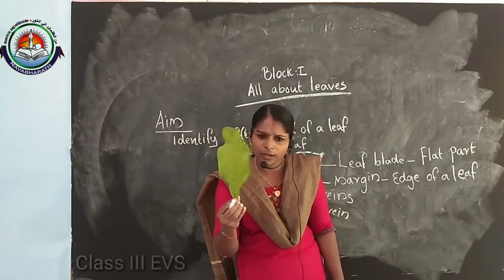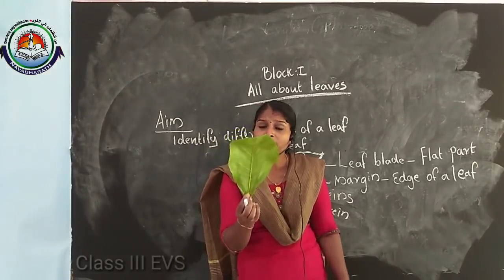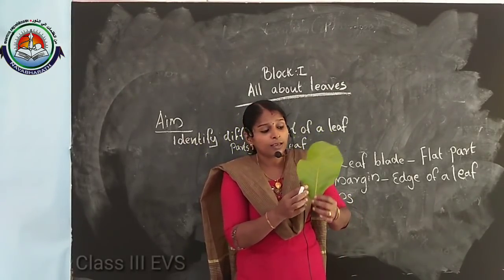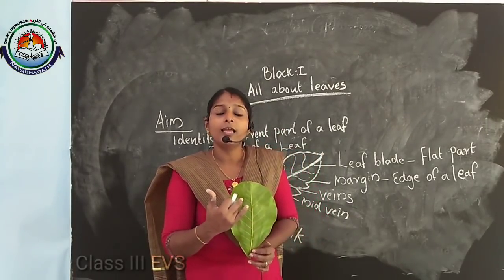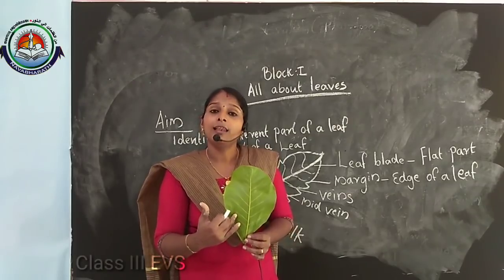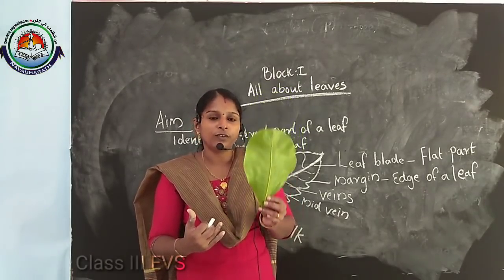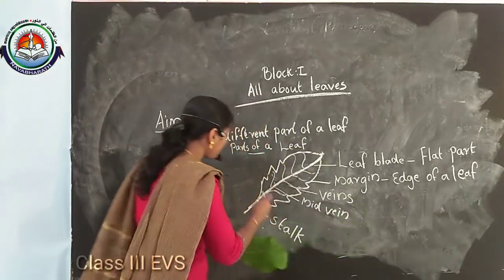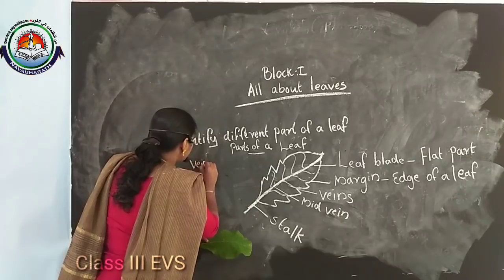No, you didn't find any difference. Yes, we can find some difference. That means we can see veins. Veins are very clear in the lower side of a leaf. So that is the difference. Veins are clear.